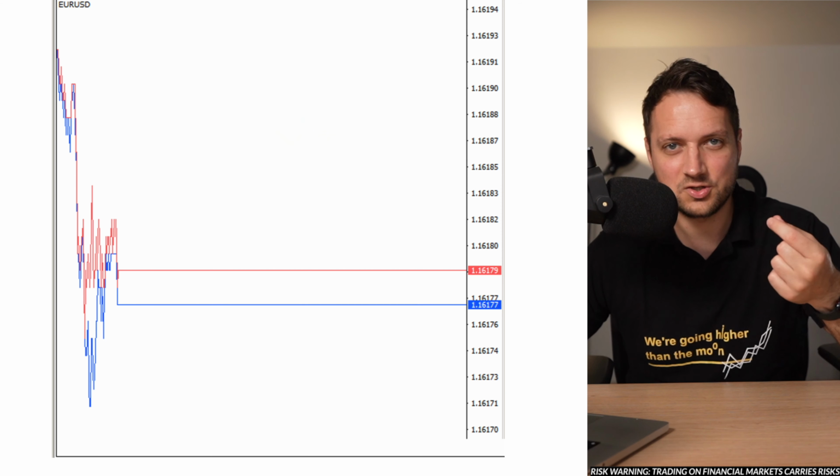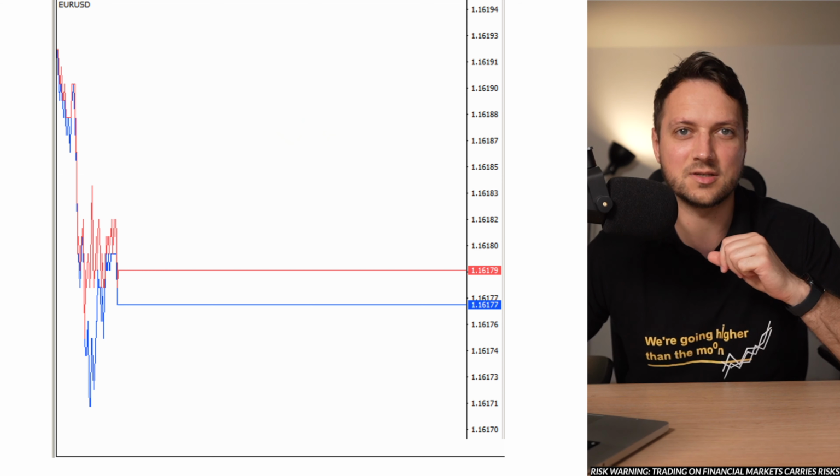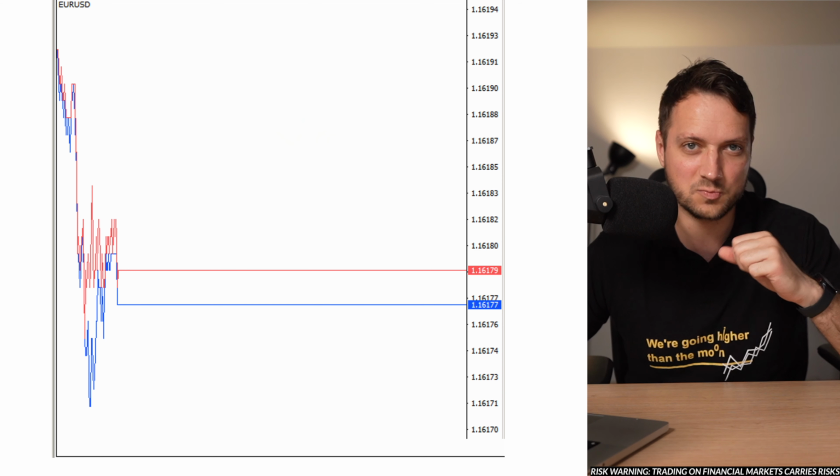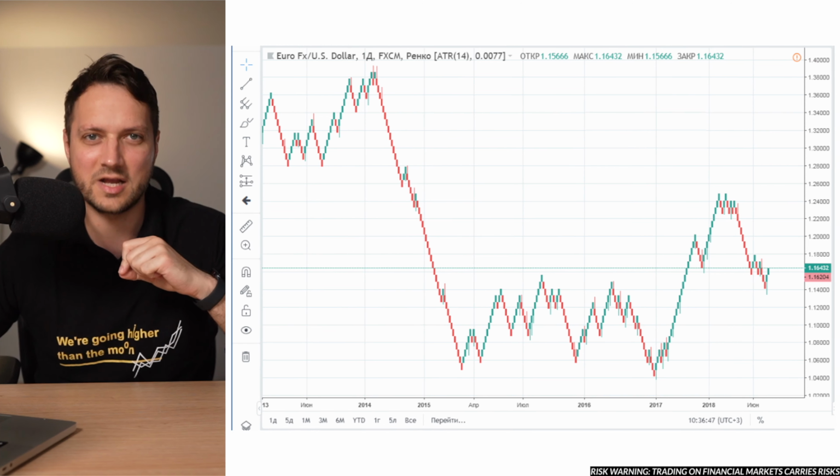Number two, tick chart will suit you for trading only if your broker provides trading with minimum spreads or zero spreads, because the trends represented in tick charts are too short. Next type of charts is called Renko.